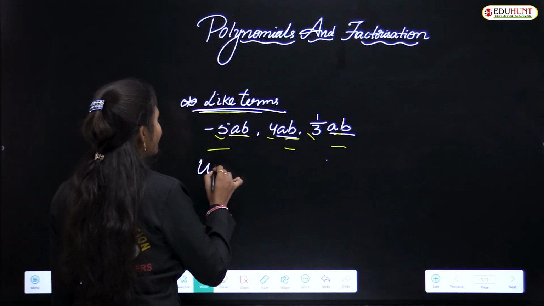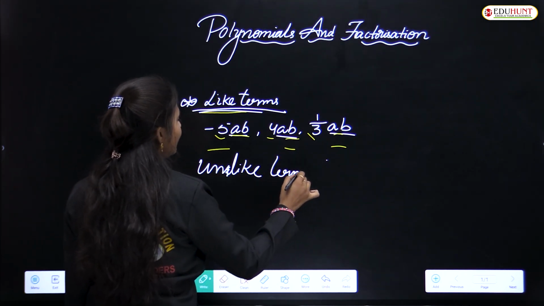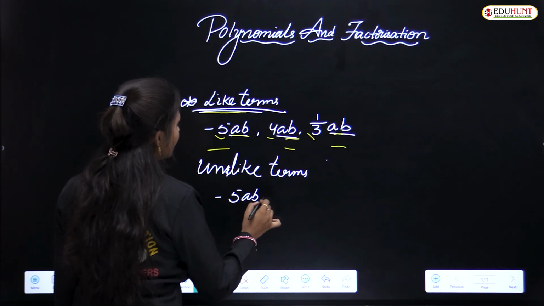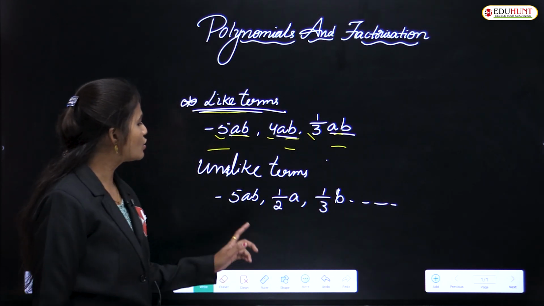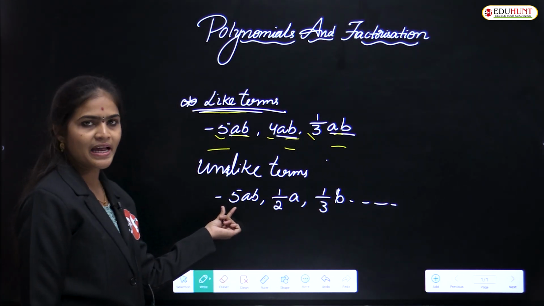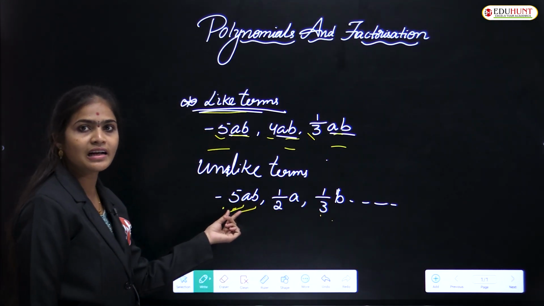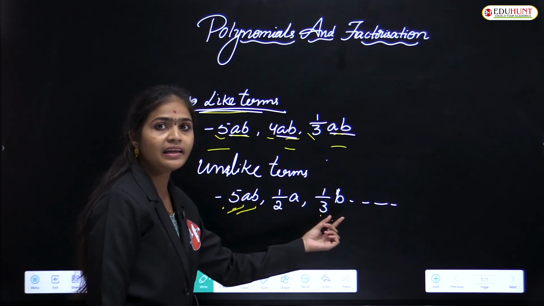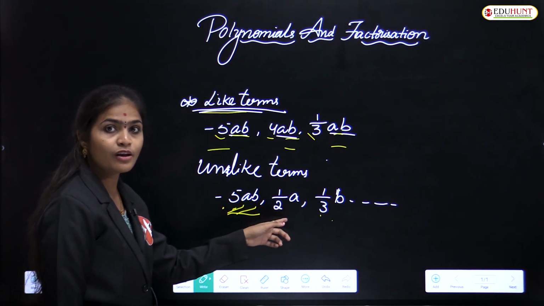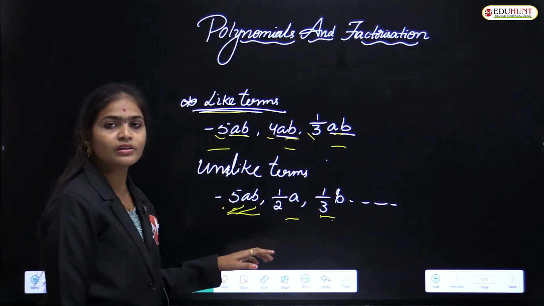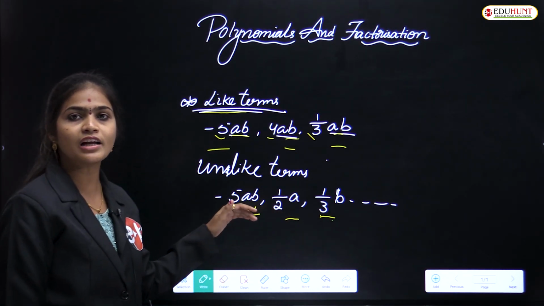Next, unlike terms means minus 5ab, 1 by 2a, 1 by 3b, and so on. When you observe this, here this is minus 5ab, 1 by 2a, 1 by 3b. This term contains the variable ab, here it contains a, and this is b. So here the ab term is there, here only a is there, here only b is there. So there is a change in it or not? Whatever the constant values may be, you just have to observe the variables.